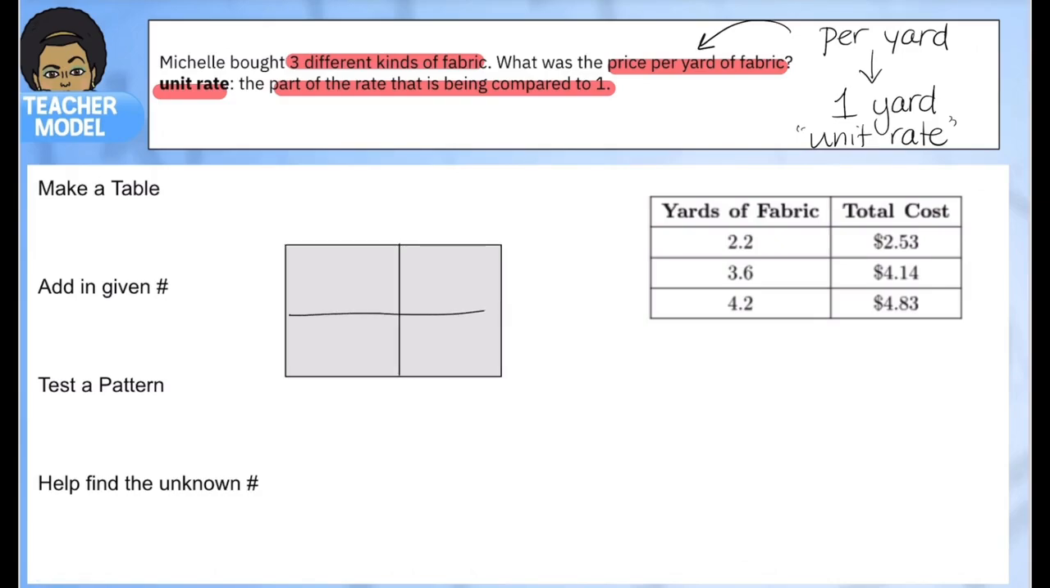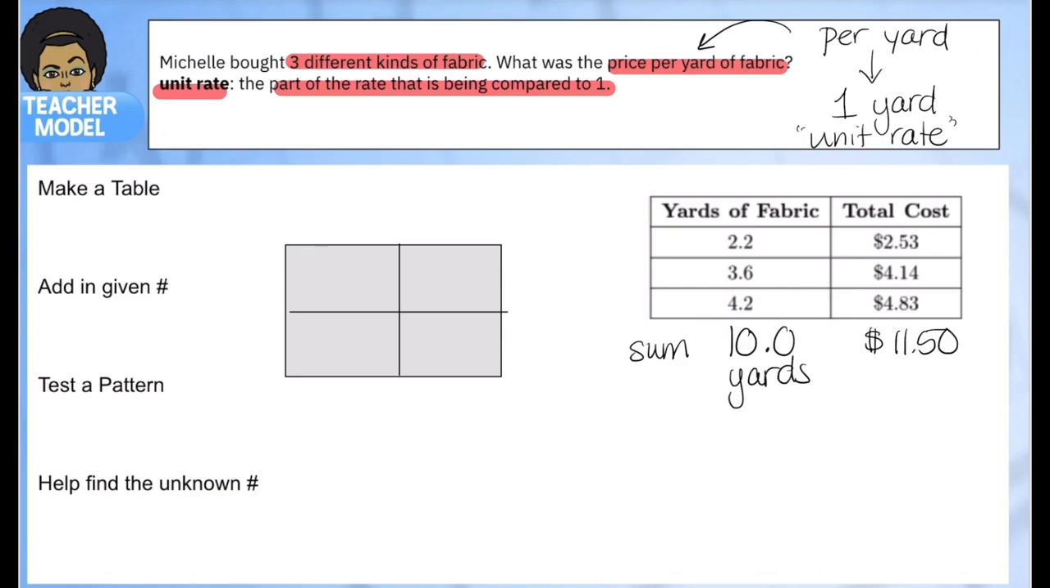Okay, we have our table now. Now we have more information here in this problem. Right over here, we have our yards of fabric and the total cost. So we know that she bought all of this fabric, meaning she spent all of this money. I did this on another page, so I added up to get the sums. Altogether she has 10 yards of fabric, and the total cost was $11.50. So I'm going to put this in here.